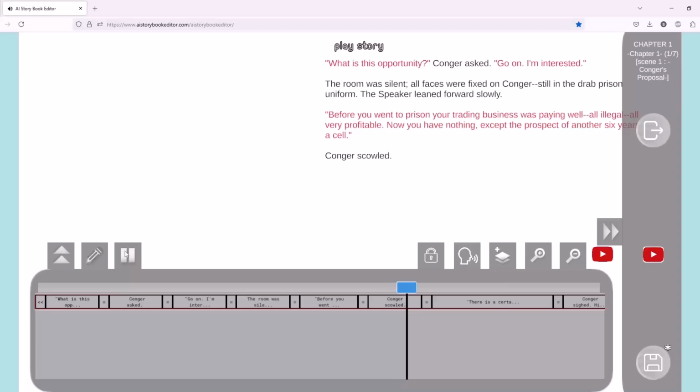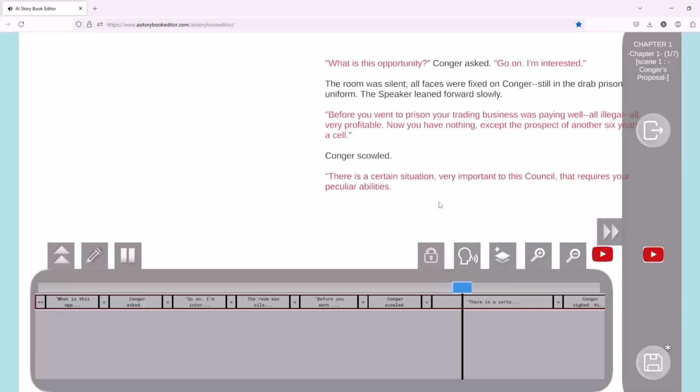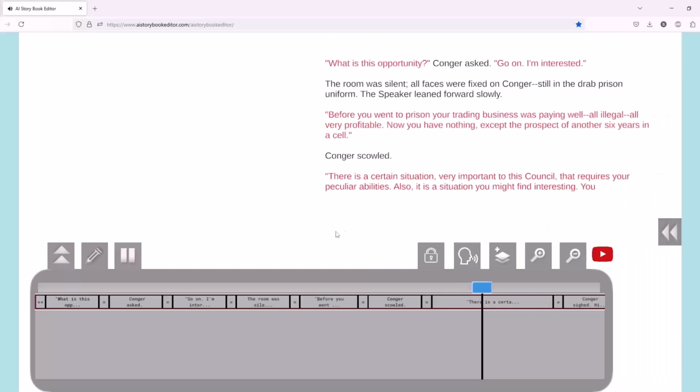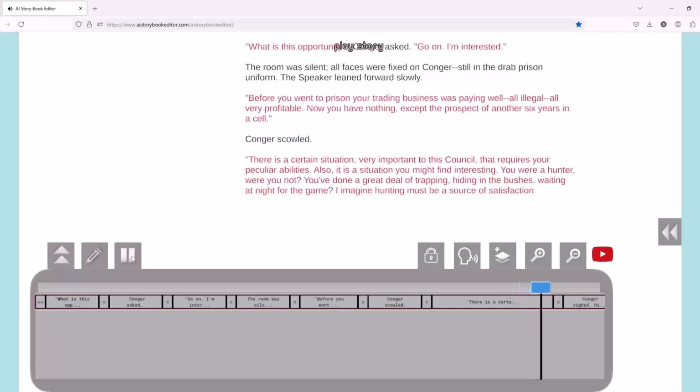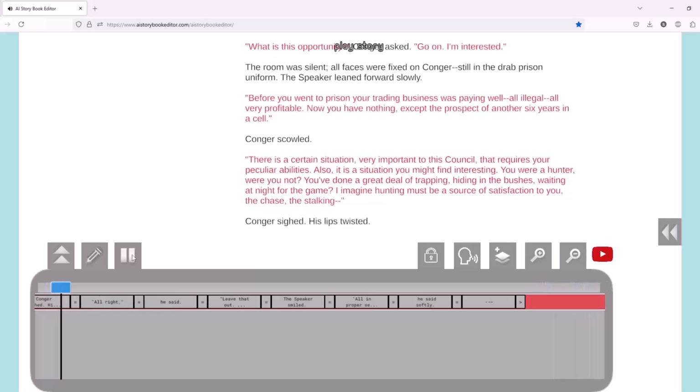Conger scowled. There is a certain situation, very important to this council, that requires your peculiar abilities. Also, it is a situation you might find interesting. You were a hunter, were you not? You've done a great deal of trapping, hiding in the bushes, waiting at night for the game. I imagine hunting must be a source of satisfaction to you, the chase, the stalking. Conger sighed. His lips twisted.